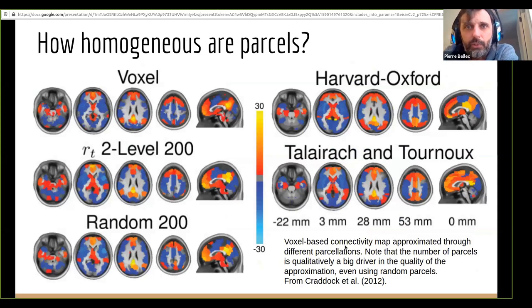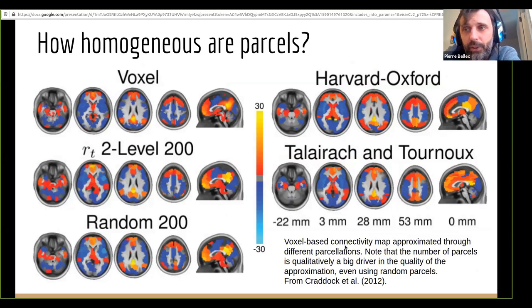Now, an important question that people ask themselves when they do parcellation is: how homogeneous are our parcels? So basically what you have on the top left here is a figure drawn from Cameron Craddock's 2012 paper, where he introduced his spectral clustering technique.